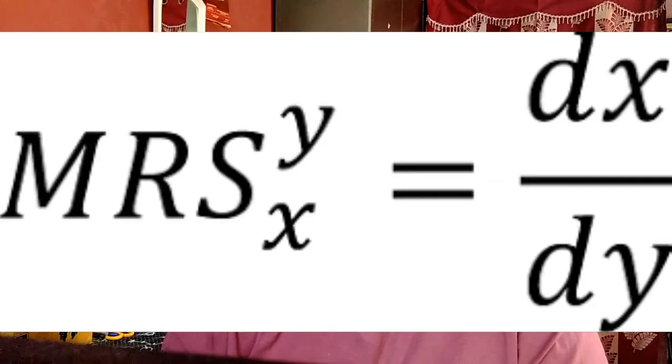Next point is, how do you calculate marginal rate of substitution? The marginal rate of substitution is calculated using the formula, where X and Y represent two different goods. That is, dy by dx is equal to the derivative of y with respect to x. MU is equivalent to the marginal utility of the two goods, that is good X and good Y.